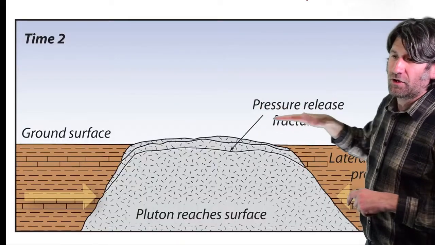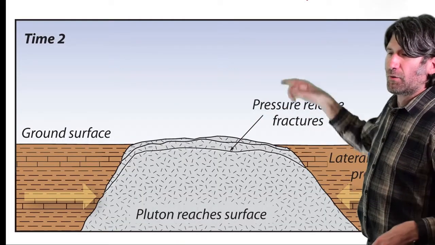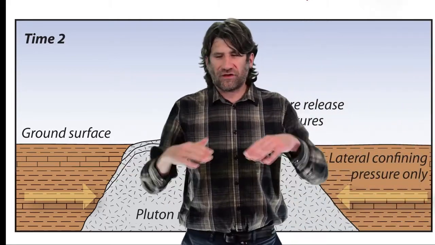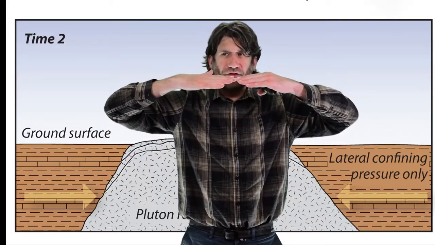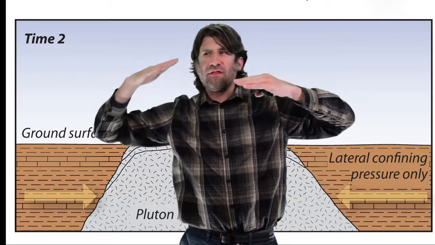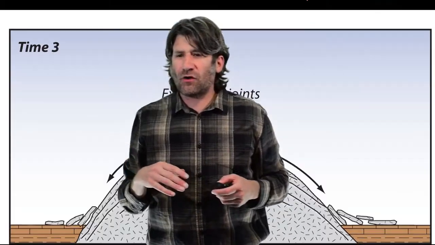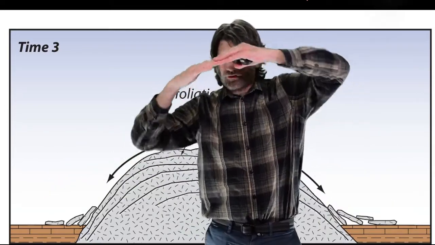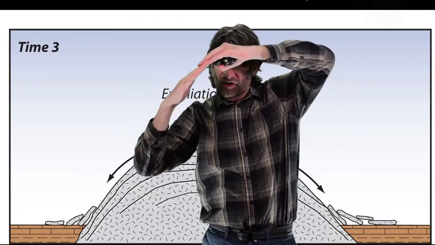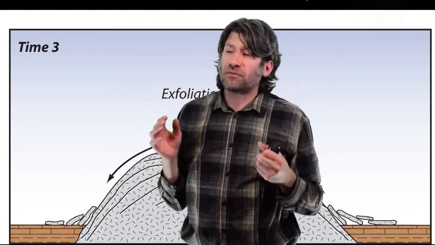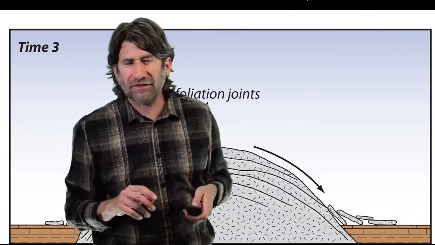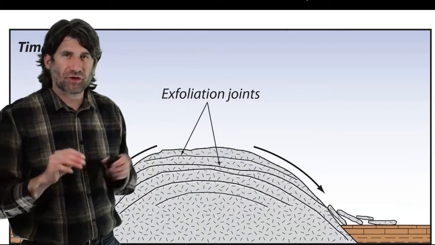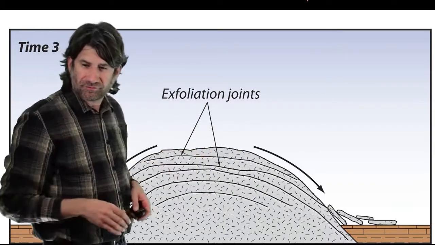For the surface, we still have confining pressure on the sides, but we have no confining pressure over the surface. And so what happens is you set up essentially a differential stress field that is parallel to the surface. Because of that, you end up with fractures that parallel that surface. As you expose more and more of that batholith, we start to see those exfoliation joints curving along the sides of that exposed batholith, like we see spectacularly exposed in the Sierra Nevada. So exfoliation joints parallel the surface.